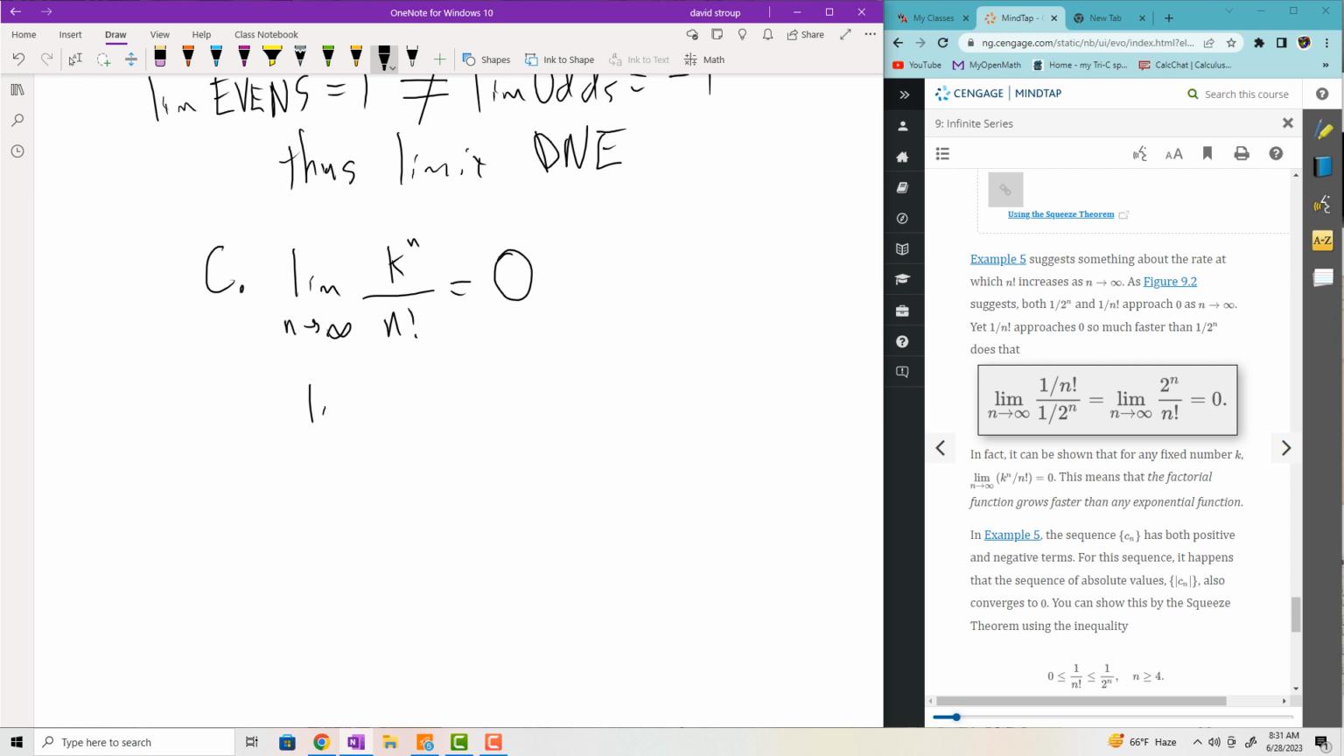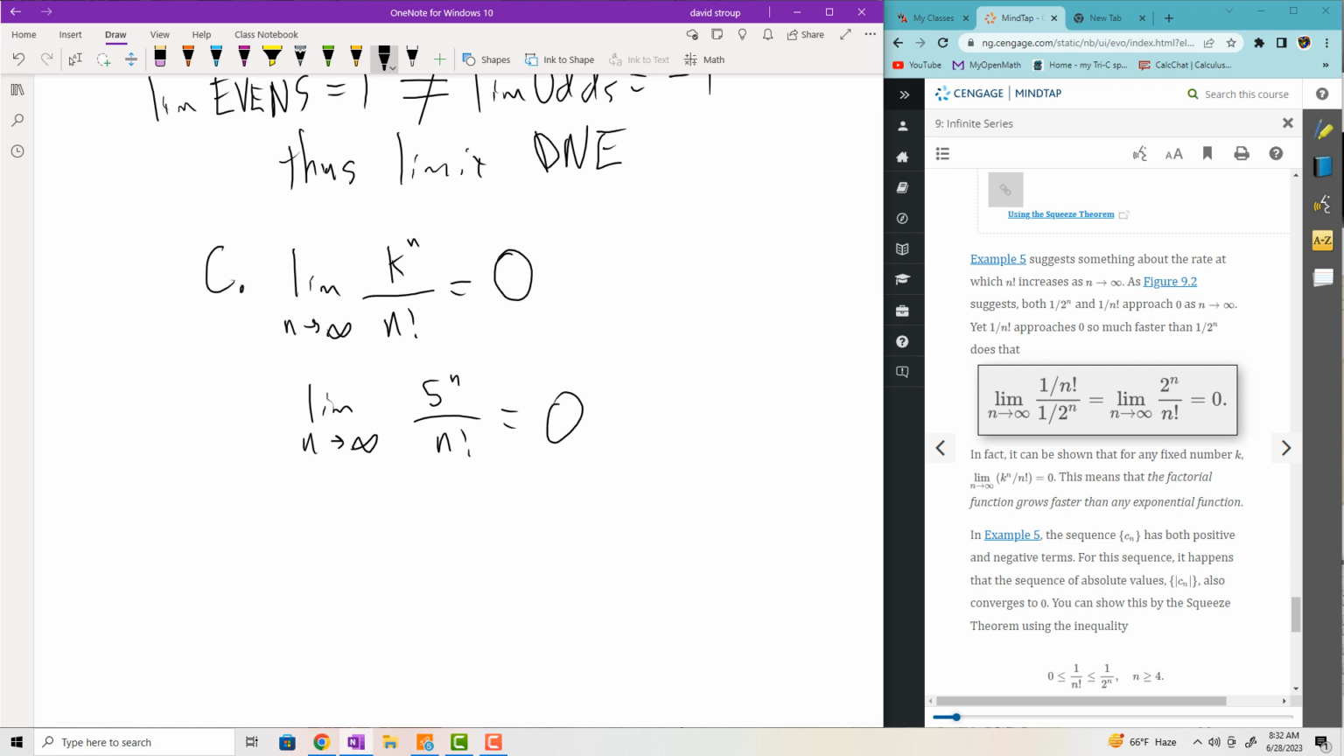And it works for any value of k. For example, positive values of k. I guess it would work for negatives as well. But anyways, for example, if you had 5 to the n all over n factorial, that's just going to be 0. Okay, so that's one factoid that's important. Let's see if I'm missing anything else.